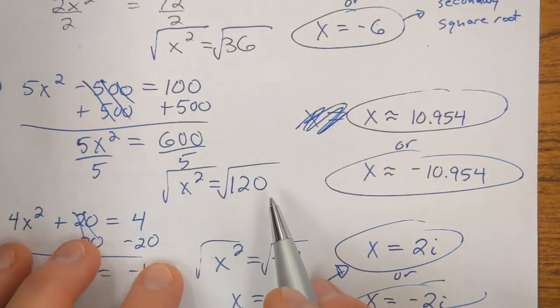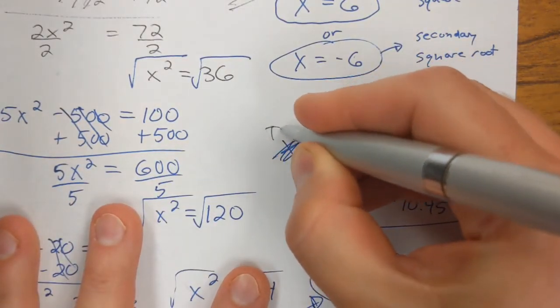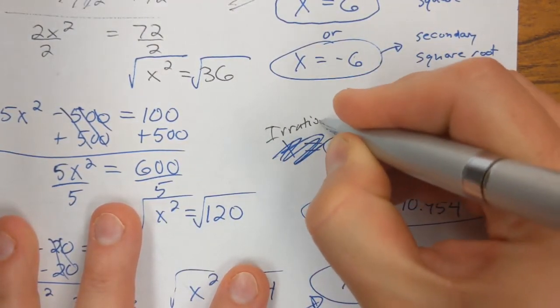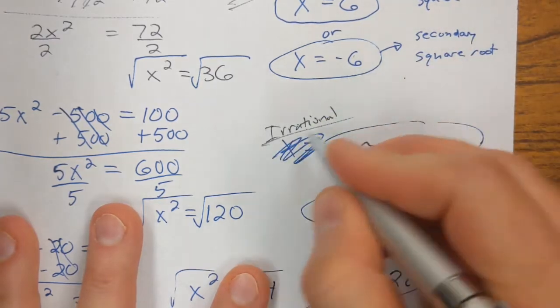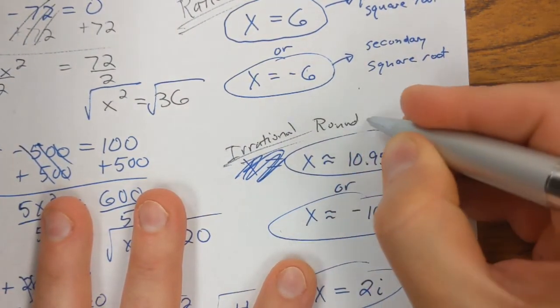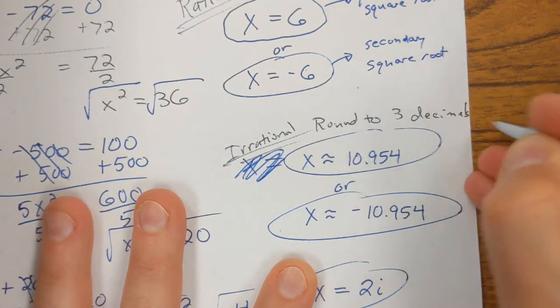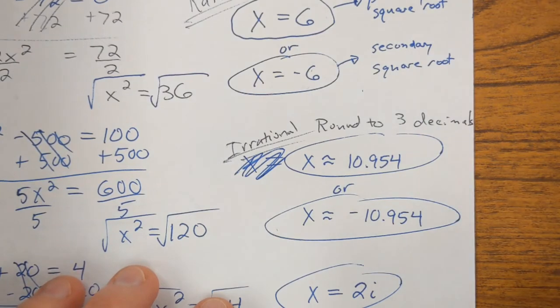Now, the square root of an imperfect number, like the square root of 121, does not come out perfectly. These are called irrational answers. And each teacher will have you handle these a little bit differently. But what I'm going to tell you to do is round to the nearest thousandth. Round to 3 decimals. That's what I would like you to do if you ever get irrational answers.